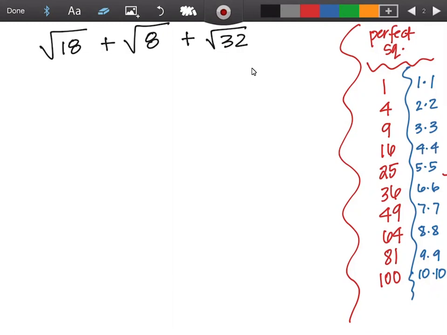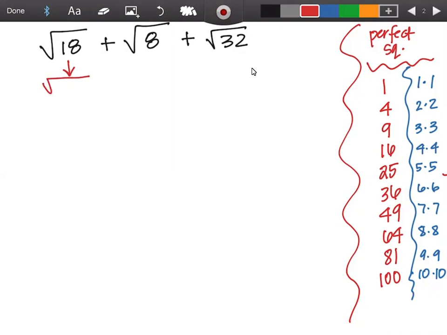In order to simplify a radical expression with different radicands, we have to first simplify each individual radicand. So I'm going to go ahead and simplify 18. We're going to keep the house, and I like to draw arrows down to show you the process.